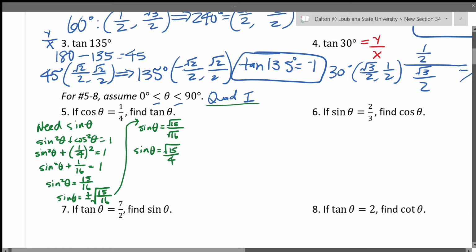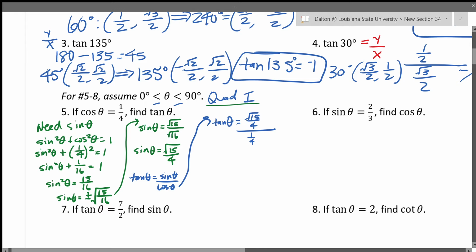Now, that's not the answer. The question is, what is tangent of theta? So if we know that tangent of theta is sine theta over cosine theta, and I now have sine and they gave me cosine, then that means that tangent of theta is equal to sine, which is square root of 15 over 4, over the cosine, which is 1/4.